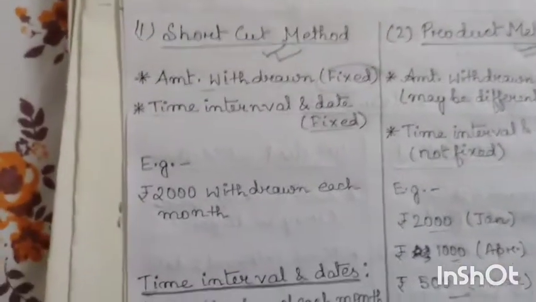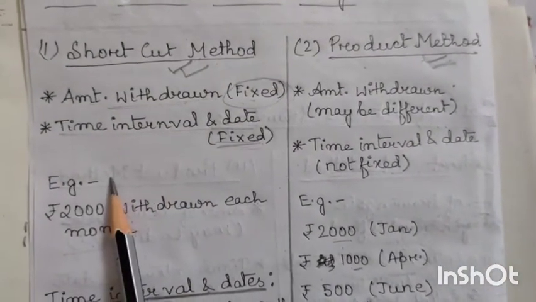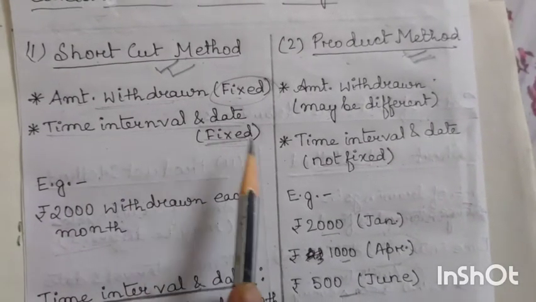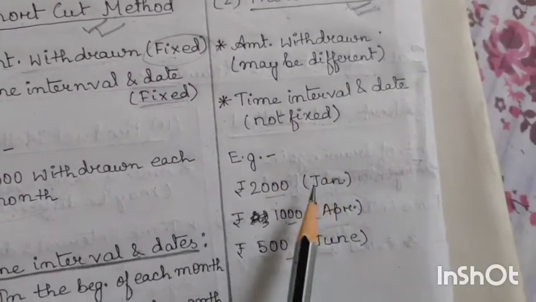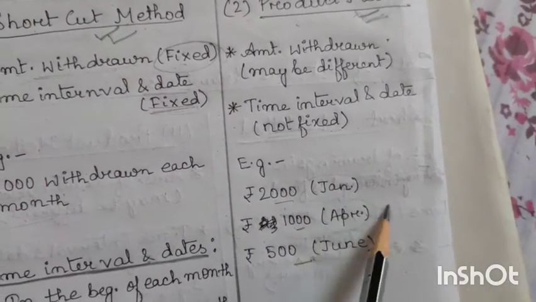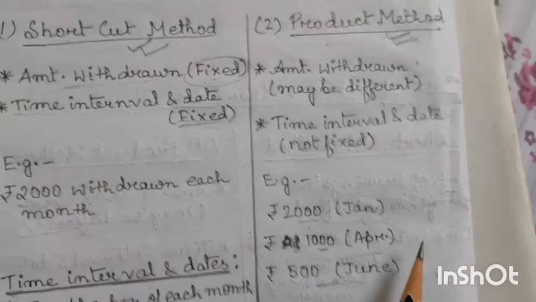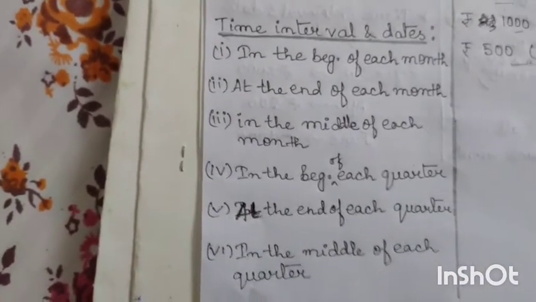So here I think the basic difference is clear. In case of the shortcut method, the same amount will be withdrawn and the time interval and the date will be fixed. And in case of the product method, the time interval is not the same and the amount is also not the same. Clear?